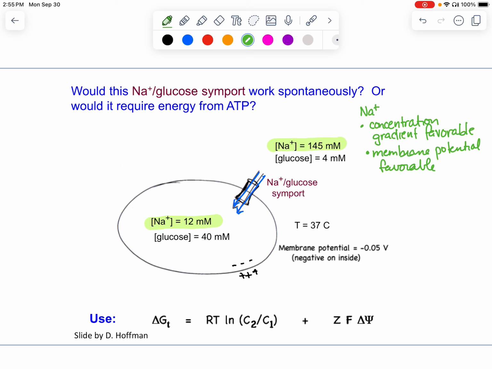Now let's think about the glucose. So glucose is going from 4 millimolar to 40. That is not favorable, right? So for the glucose, the concentration gradient is unfavorable.